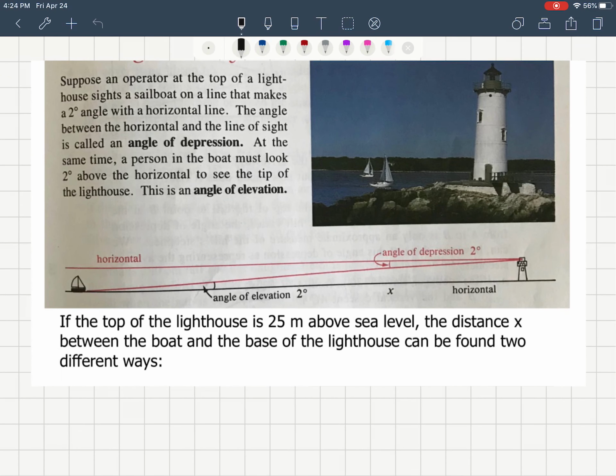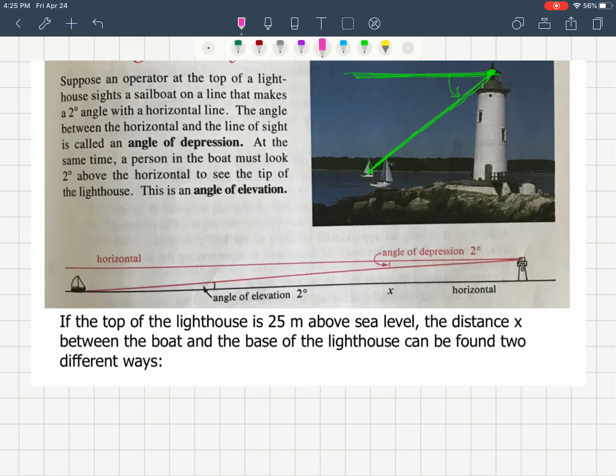Suppose an operator at the top of a lighthouse sights a sailboat on a line that makes a 2-degree angle with the horizontal line. The angle between the horizontal and the line of sight is called an angle of depression. So you've got someone at the top of the lighthouse. Their angle of depression is made with the horizontal and whatever it is that they're looking at.